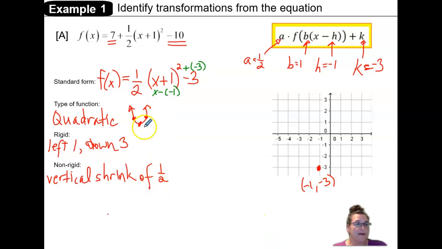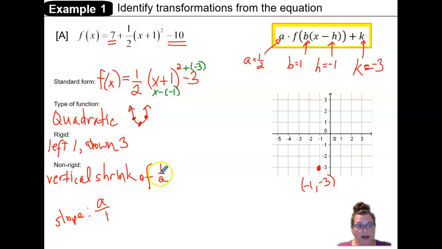Okay, then the parent graph, it went from 0, 0, up 1 over 1, right, to get to 1, 1, or up 1 to the left 1 to get to negative 1, positive 1. That would be a slope of 1 over 1 for the parent graph. Because I have a vertical shrink of 1/2, we're going to use that a over 1, right, as the slope to get from 1 unit to the right or left of the vertex. It only works 1 unit right or left of the vertex. You cannot go any further.